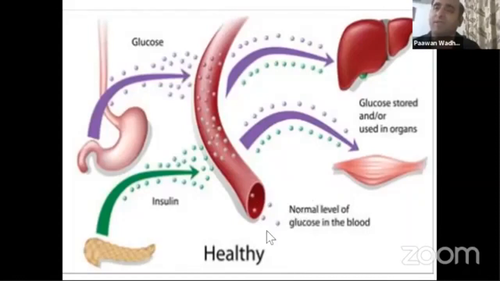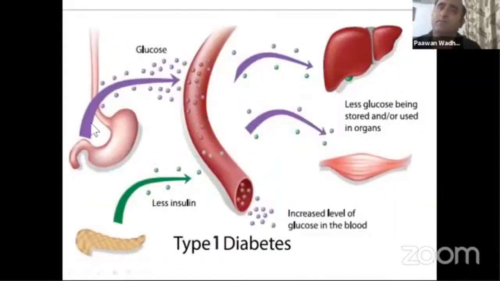What happens in type 1 diabetes is that the person is eating food nicely, but there is no insulin. The pancreas has been destroyed. Because the insulin is not there, this glucose cannot enter into the tissues. The result is that the sugar levels are high, and type 1 diabetes is the result. So this is how type 1 diabetes develops.